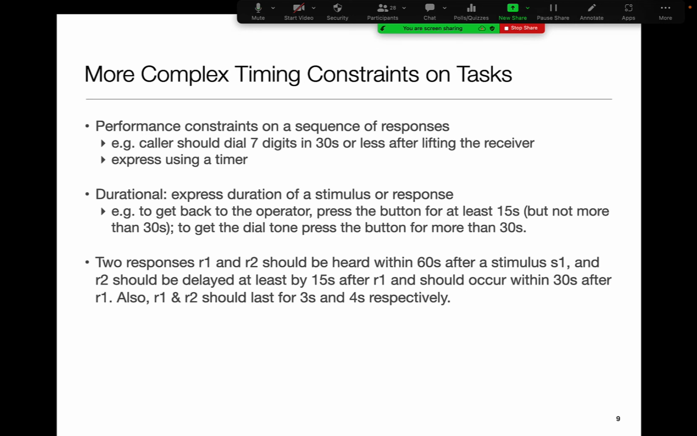It's kind of like a game of chess. You must make your moves in whatever, say, one hour or something like that. There might be other constraints too, so let's look at the second one. To get back to the operator, press the button for at least 15 seconds. To get the dial tone, press the button for more than 30 seconds. So this is very similar to that Wi-Fi access point thing that I was saying.